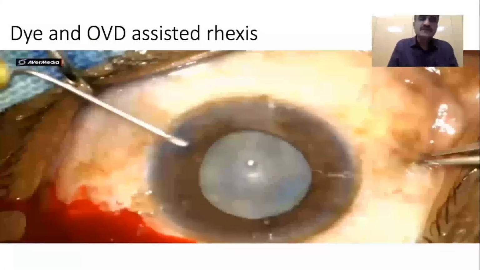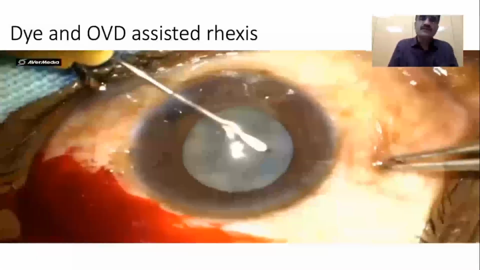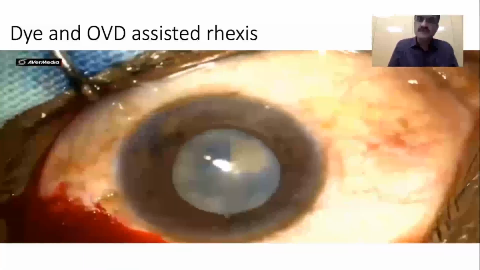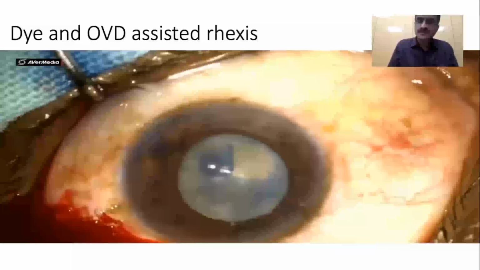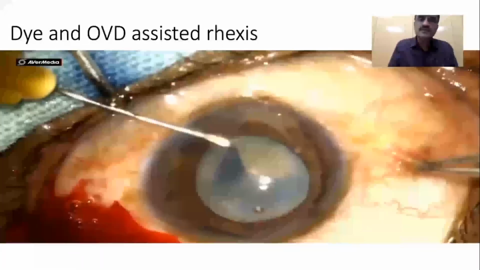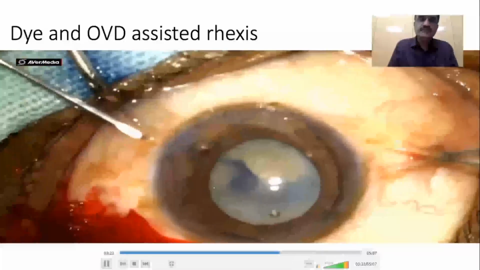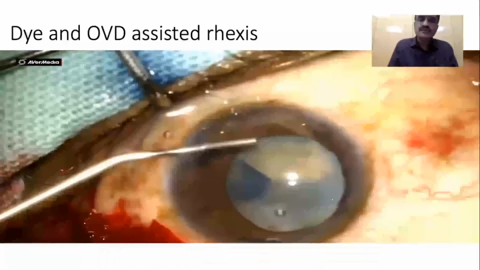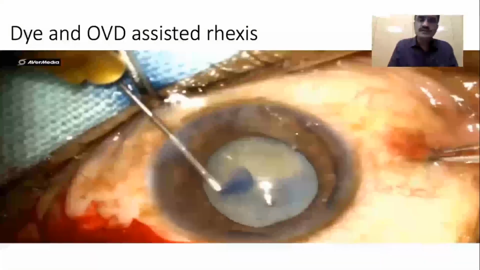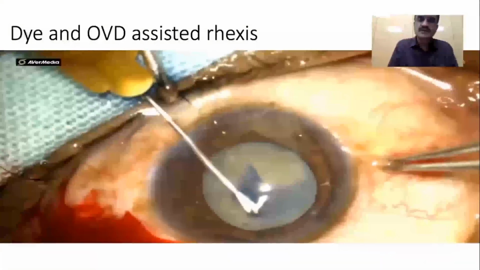Most of the cases require assistance with a dye, especially in the case of opaque cataracts, and sometimes you require a cohesive viscoelastic to prevent the escape of the viscoelastic from the anterior chamber. Here you see the Rhexis being done with a cystitome. The chamber is formed whenever it shallows, and the Rhexis is completed.